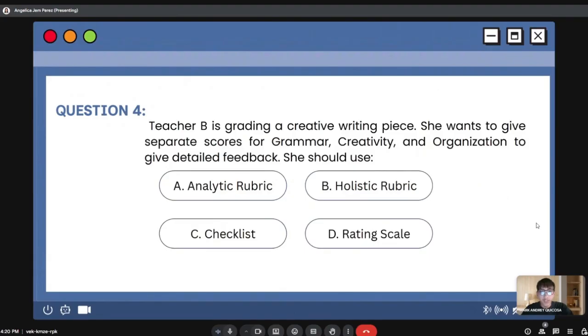So, what is the correct answer? Letter A, analytic rubric. Because when you grade separate criteria, for example, grammar, creativity, and organization, to provide specific feedback, you are going to use an analytic rubric. So that's for question number 4. Let's proceed with question number 5.